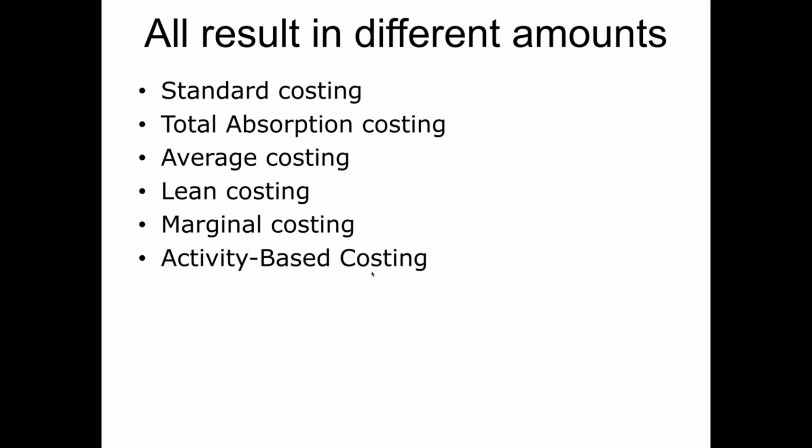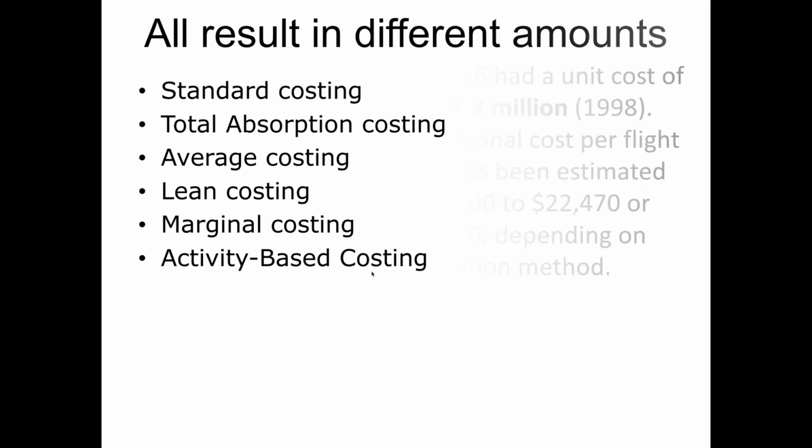You can use lean costing. You can use marginal costing, which pricers, I happen to be a pricer, we use marginal costing, if anything, just because we like to make decisions at the margin. But there's also activity-based costing. Every one of these will result in a different cost per unit or a different cost per hour. And I'm going to walk you through some examples of how this happens.